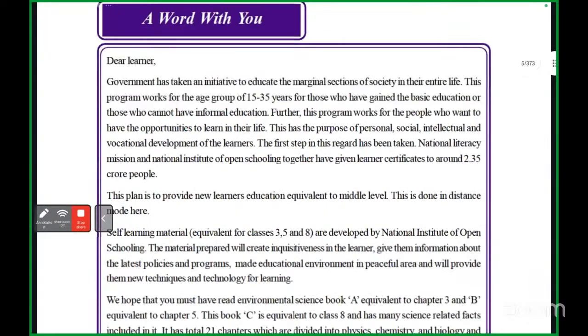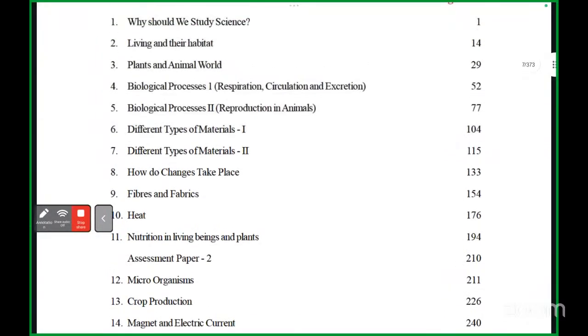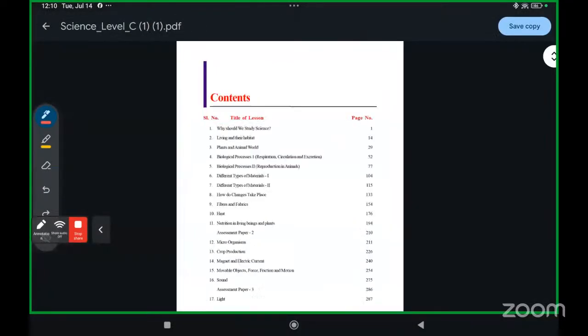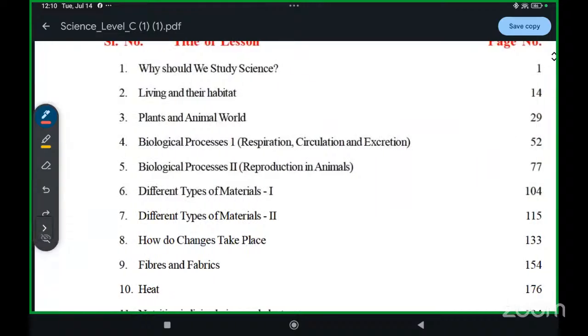Now in your science syllabus, we have done lessons 1, 2, 3, 4, 6, 7, 8, and 9. These are the chapters that have been completed till now. I think Abija, you joined in the eighth lesson, right? How do changes take place, or types of material changes, right? Eighth chapter Abija joined. So these are the chapters done till now.